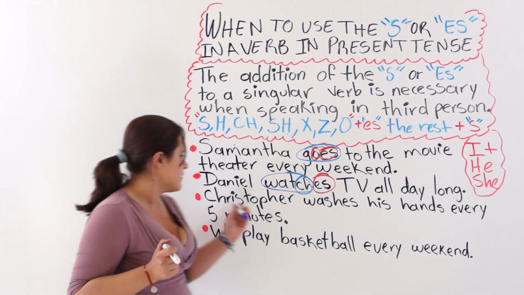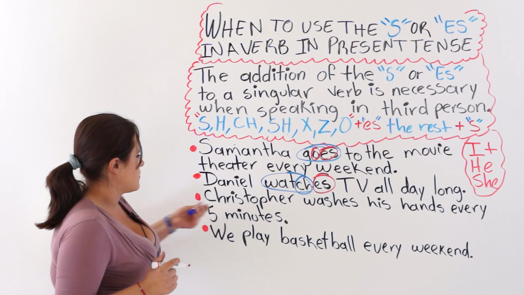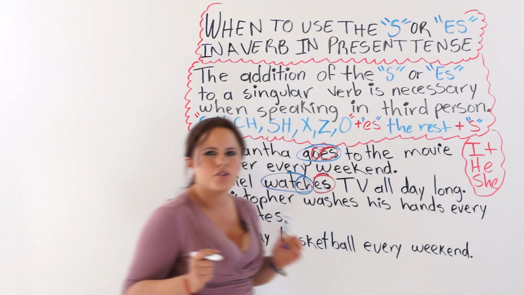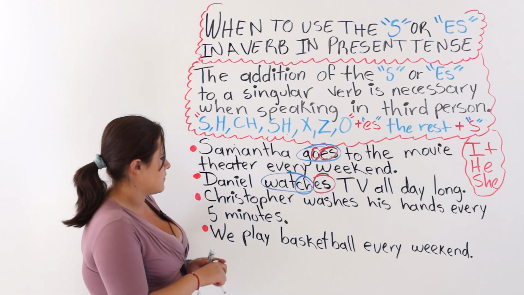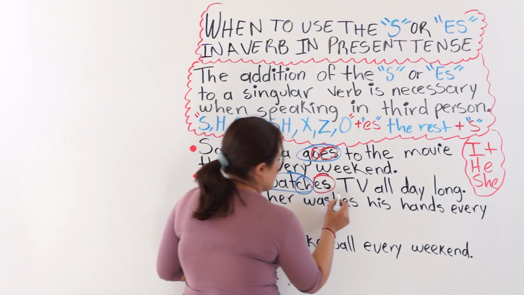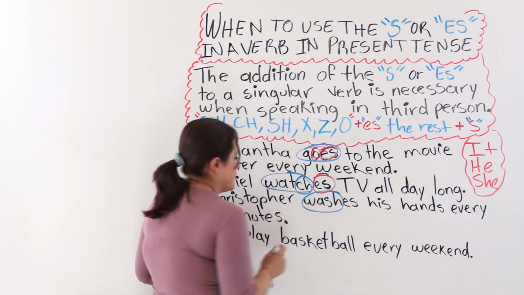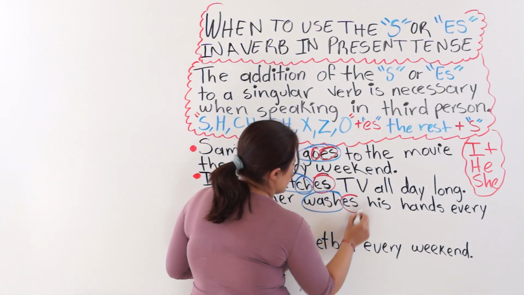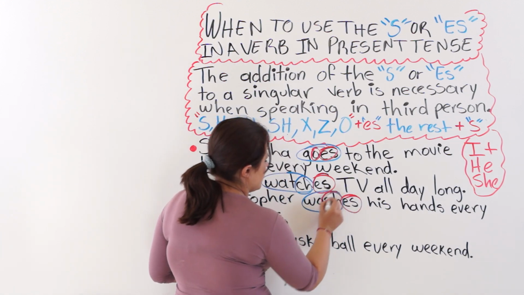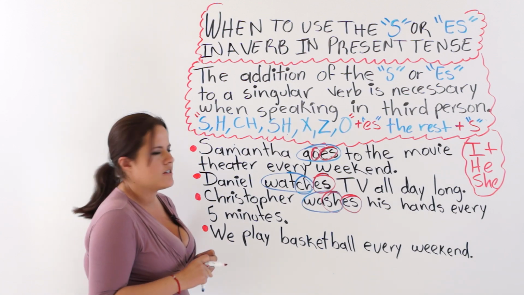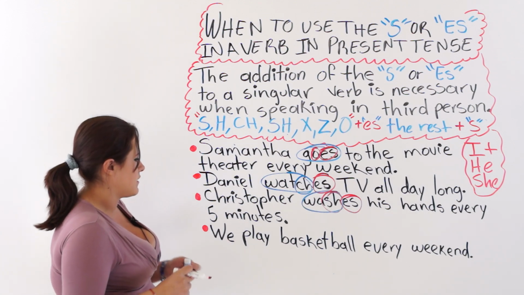The next one says Christopher. Christopher, a man. So he, we are speaking in third person also. Christopher washes his hands every 5 minutes. The base form of the verb is wash. And we must add an ES at the end because it ends in SH. Washes his hands every day, every 5 minutes.